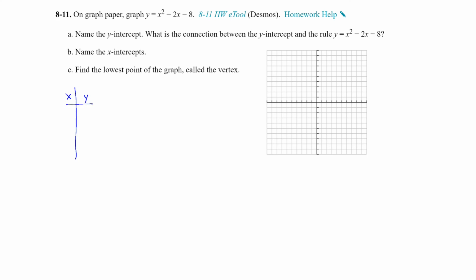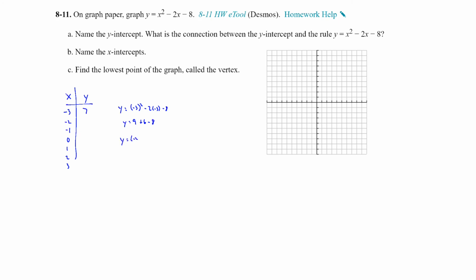We want to plug values in for x and then solve for y. So let's get some negative numbers in here, 0, and some positives, and we're just going to either plug this into our calculator or we're going to do it by hand. So if you plug in a negative, just make sure when you square it, it's the quantity negative 3 squared. And I'll do a couple of these and then I'll fill out the rest of the table. But this would be 9 plus 6 minus 8. So 15 minus 8 is 7.